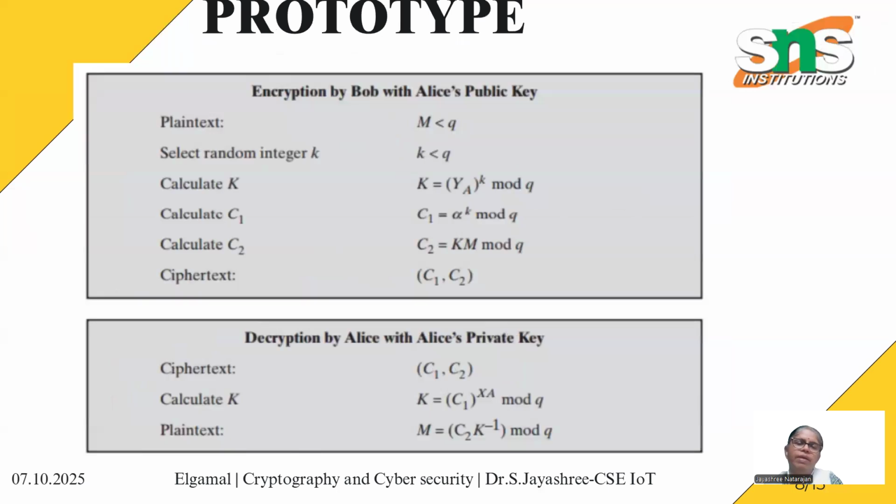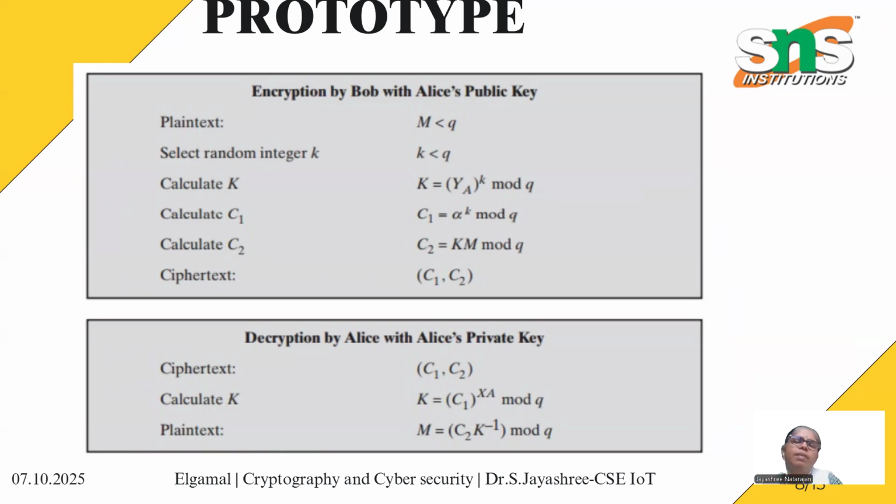Next is encryption by Bob. Encryption is on the Bob side, and decryption is on the Alice side. Encryption by Bob with Alice's public key, which we already generated. Let us take the plain text as M, which should be less than q. Select a random number k less than q. If a message is long, then the message is divided into individual blocks. For each block, the key k should be different.